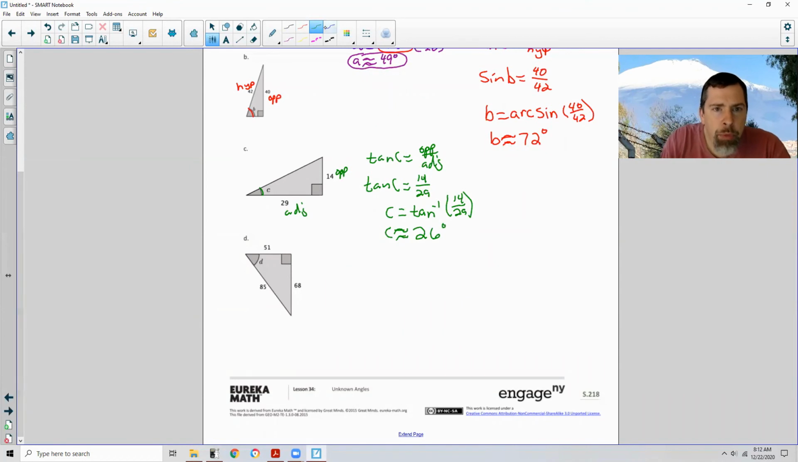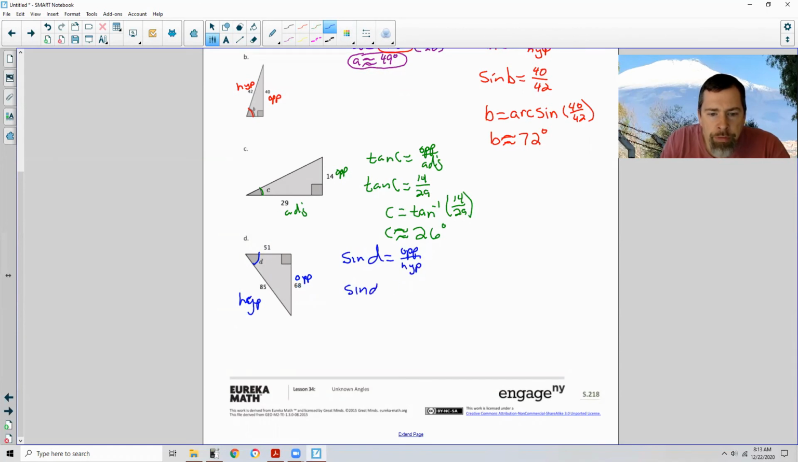Okay, and moving right along to D. D is this reference angle. With respect to this, I have my opposite. I have a hypotenuse, HYP. Opposite over hypotenuse is sine. So the sine of D equals OPP over HYP, opposite over hypotenuse.